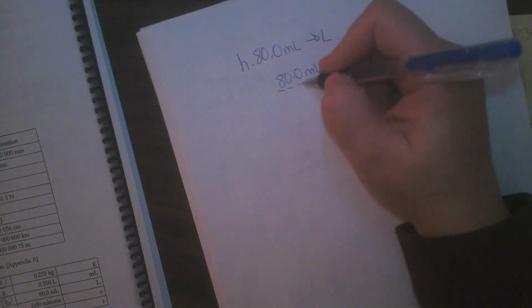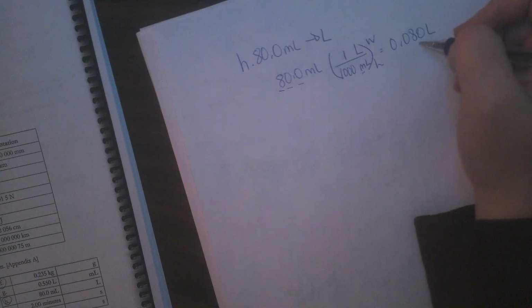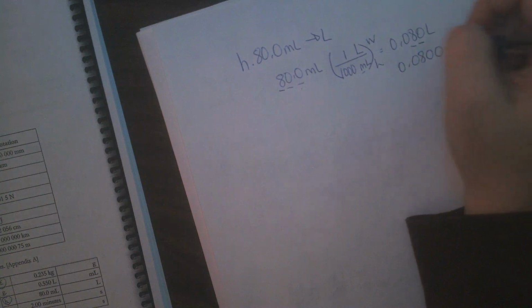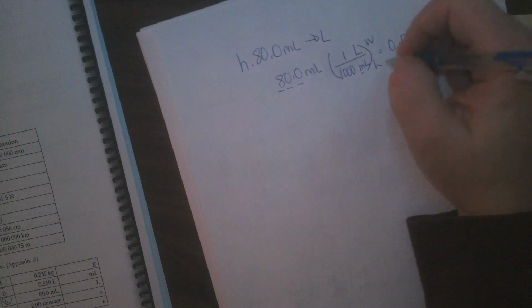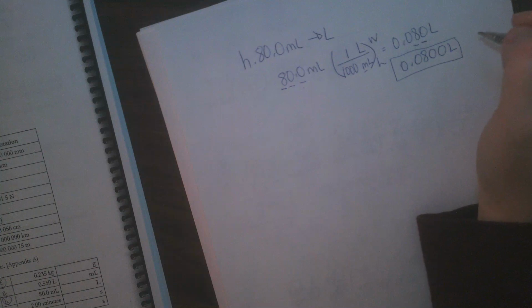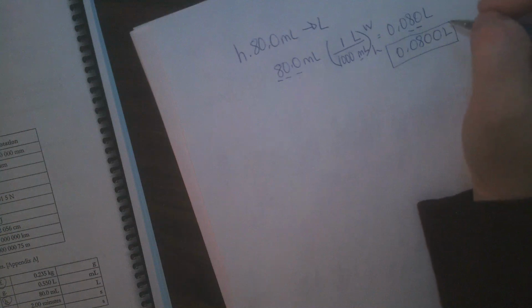Let's look. How many significant digits do we have here? 3. 1, 2, 3. How many do we have here? We have 2 here. So we need to go 0.0800 liters so that we keep the same level of accuracy. Okay. Is this good?